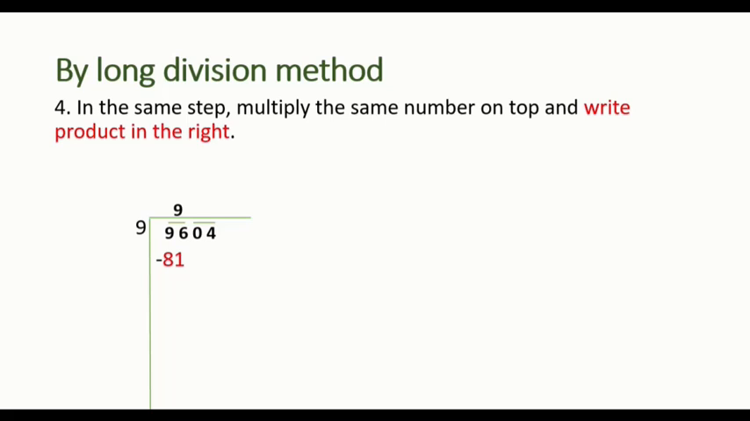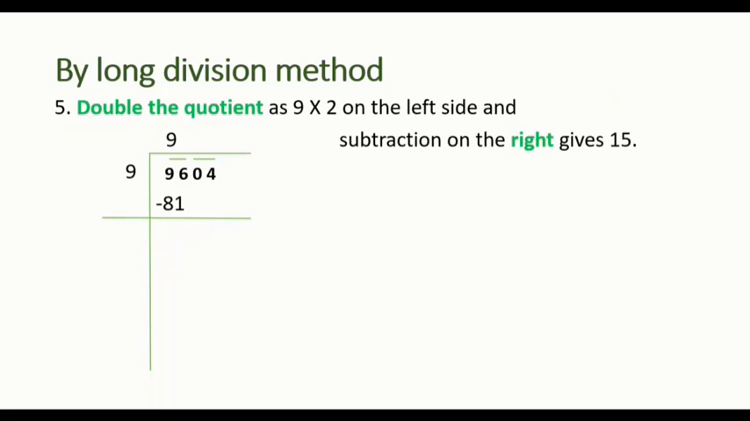Now comes another interesting step in this method, everyone. So the step would be, let's double the quotient, that is in this case 9. So let's double the quotient, which means 9 into 2, 18, and put that in the next step on the left side. I repeat, let's double the quotient and put the answer on the left side in the next step. Like here it is 9 into 2, 18. So we put 18 on the left side of it. And 15, as we know, is the difference, so we have kept it on the right side.